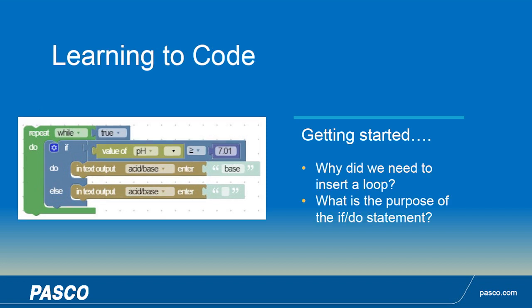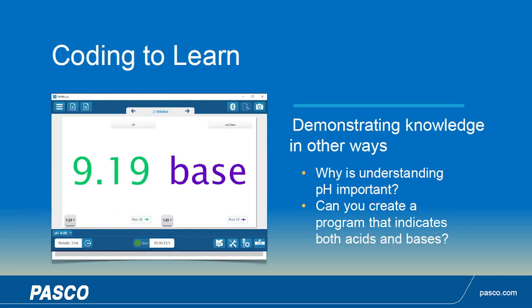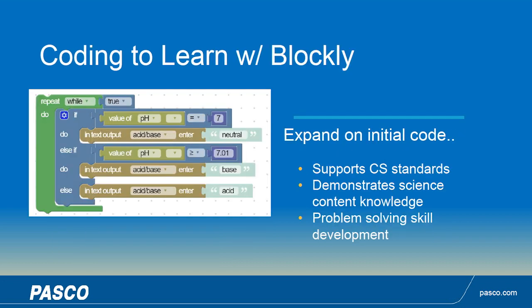We can further support computer science literacy by asking students what the importance of a loop is or what role conditionals and statements play in the programming process. Blockly provides numerical and text output capabilities so students can see data in real time. Next, we ask students to add to their initial code to create a program that would identify not only a base, but now acidic solutions and even the ability to identify a neutral substance.